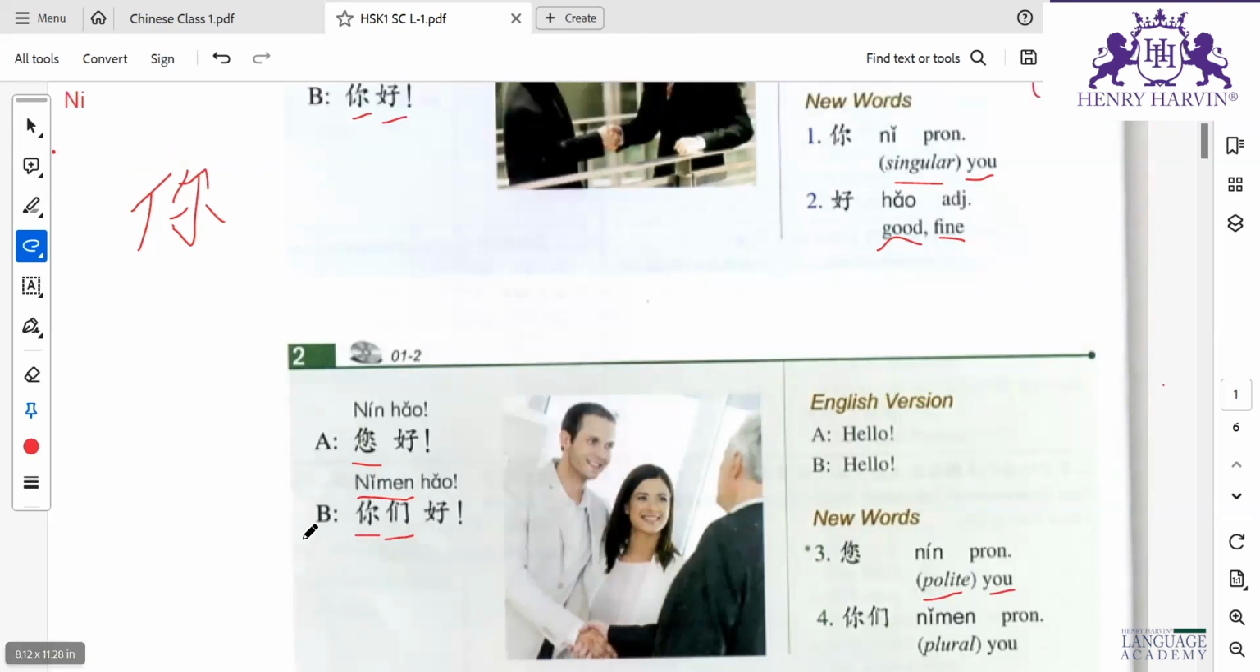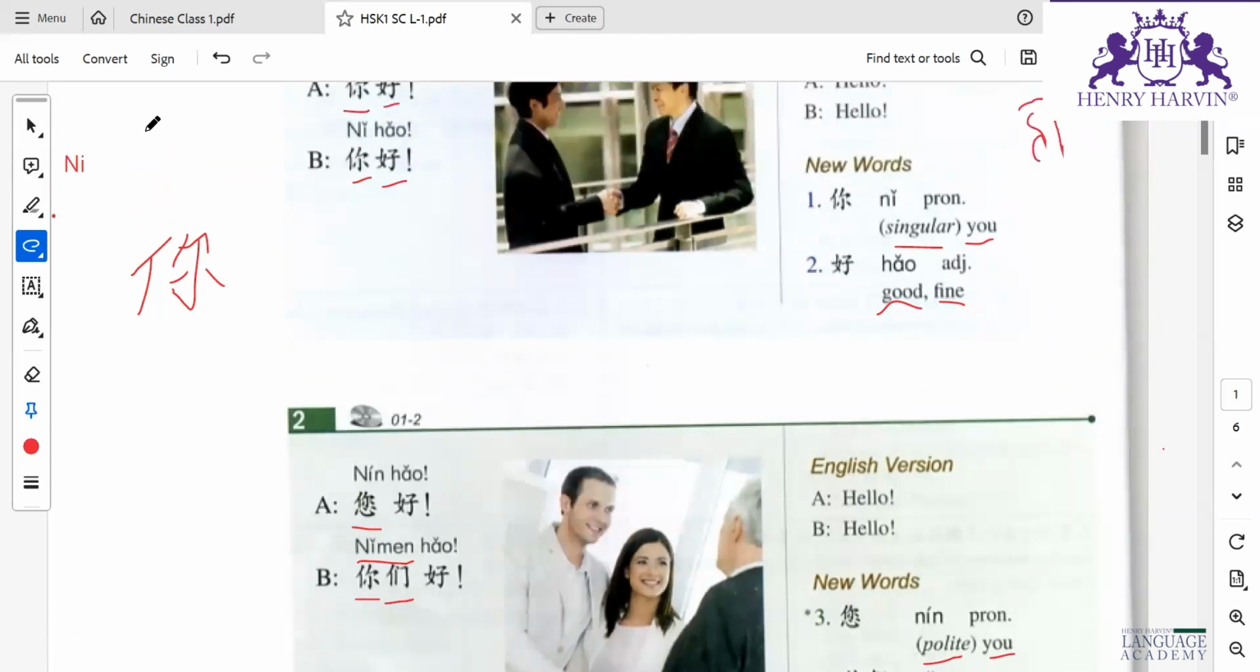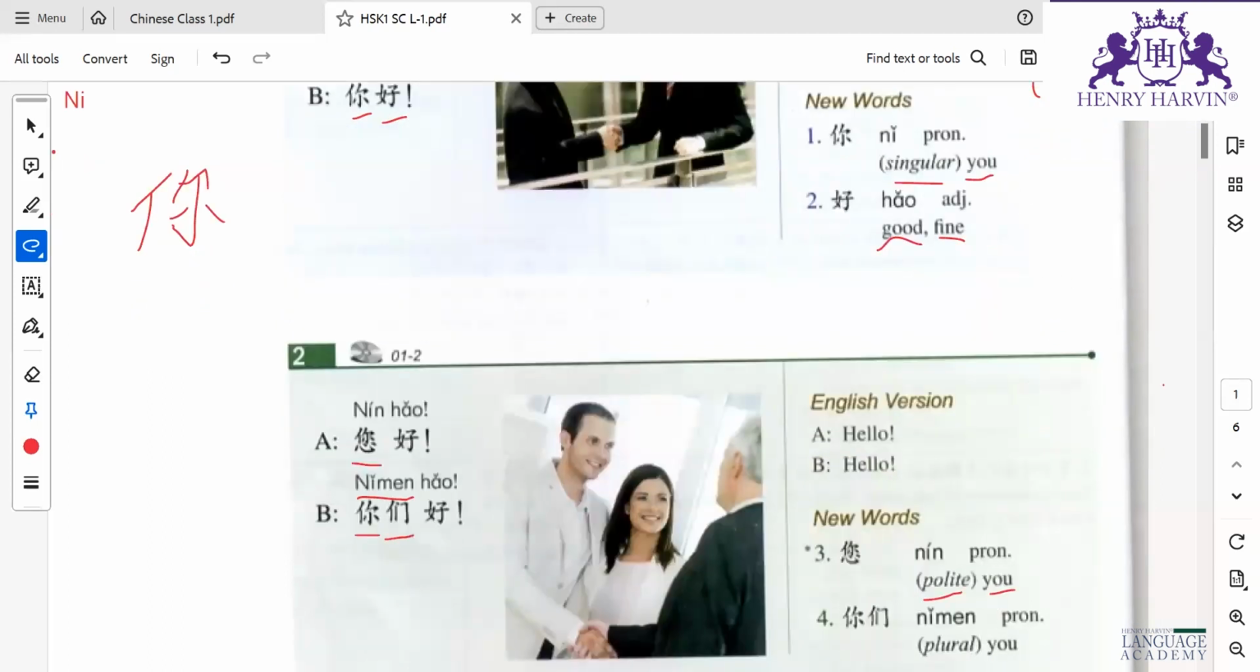Nimen means, here ni was the singular you, and nimen is the plural you. Whenever there is more than one person in front of you, for that purpose you will use nimen. Like here, nimen was said by this person, right?